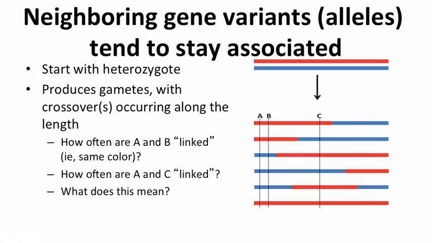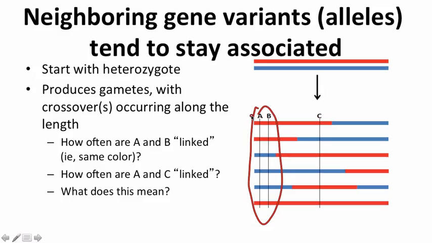How often do you inherit a red A with a red B, or a blue A with a blue B? Now, A and B are right next to each other, and if you look across this whole chart, pretty much always, if you get a red A, you're always getting a red B. If you're getting a blue A, you're always getting a blue B. You see that very clearly along here.